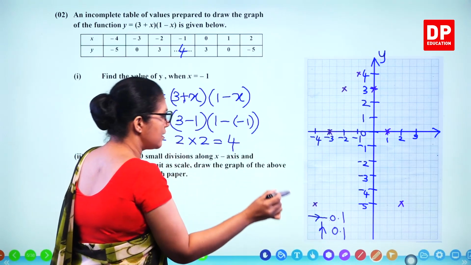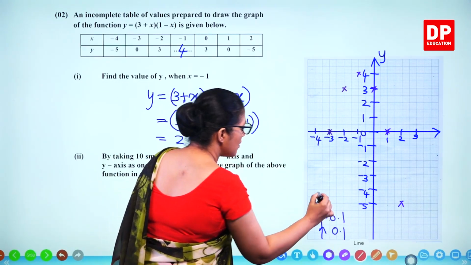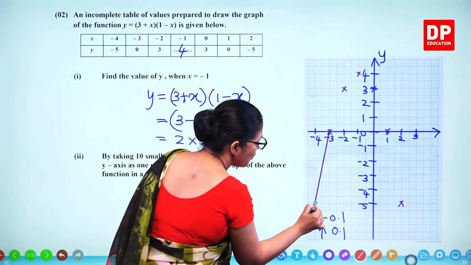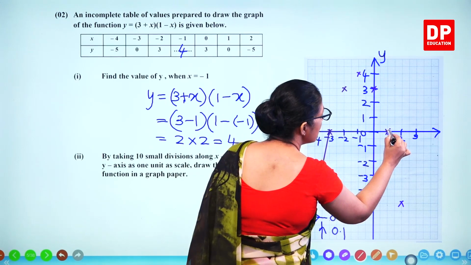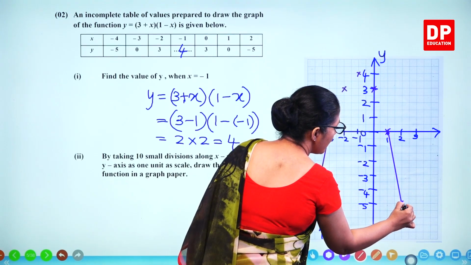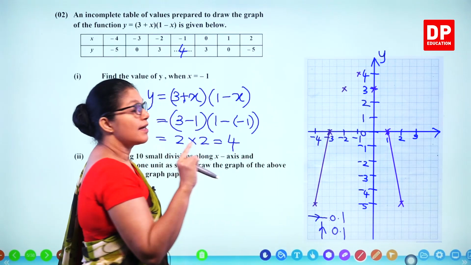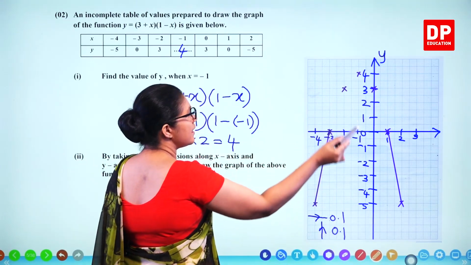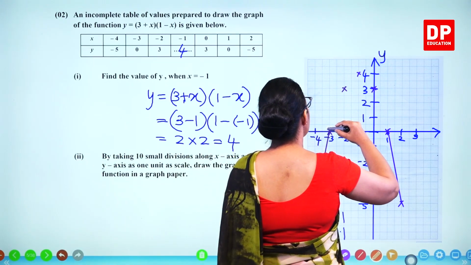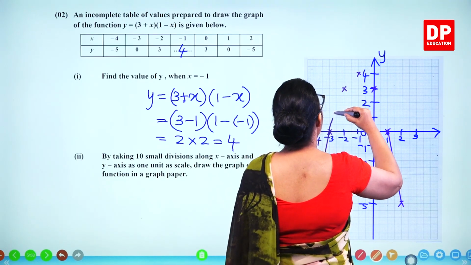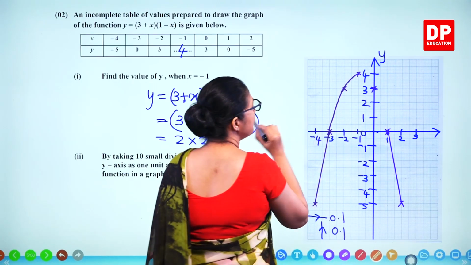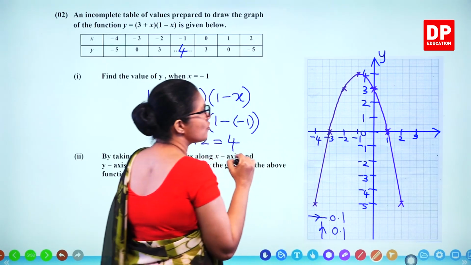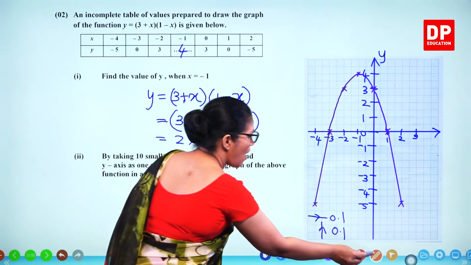Now you can connect the points. So here to here, first you can use the ruler, but only to mark these 2 points, the end points. And then take the pencil and smoothly connect the curve. So we can start from here to here and then down here. So this is the graph.